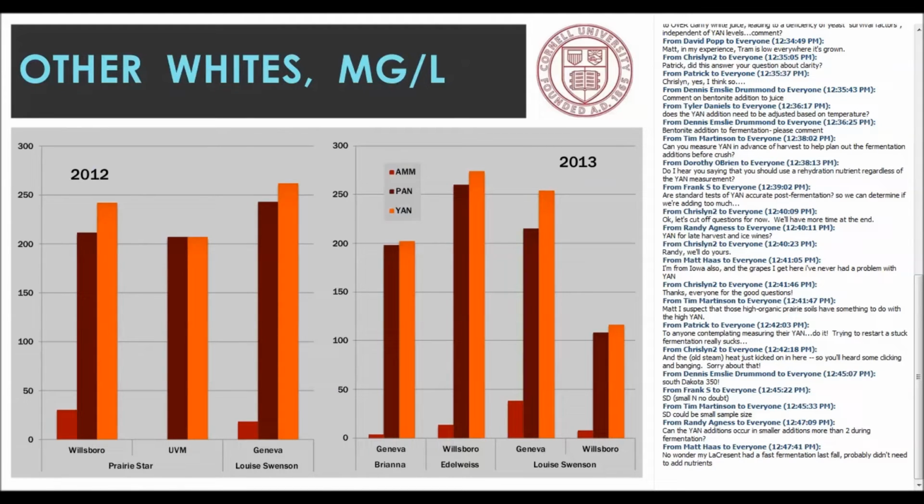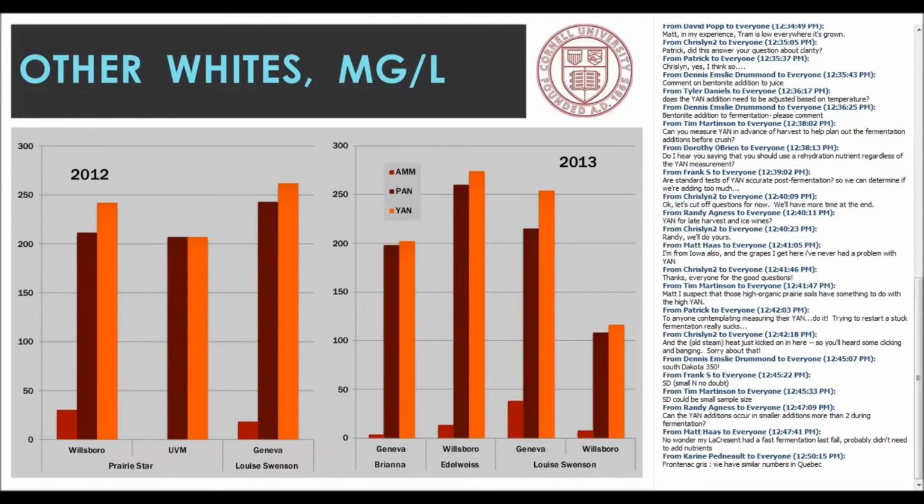A couple other whites I just wanted to throw in in case you were interested. We have 2012 on the left, with Prairie Star and Louise Swenson. And in 2013 on the right, we've got Brianna, Edelweiss, and two more examples of Louise Swenson at different sites. The sites are along the top there: Willsboro, Vermont, Geneva, and so on. You can see that Prairie Star is okay. I wouldn't do additions for those. Louise Swenson, in all cases except for Willsboro, is all right, and Brianna and Edelweiss look okay too.